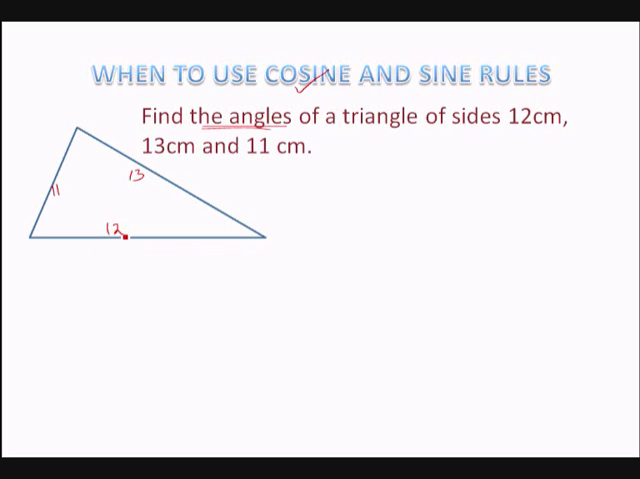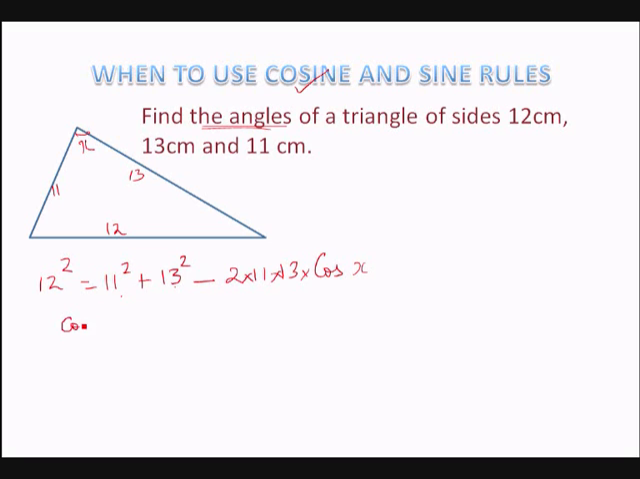Say for example, I can start with 12 square. If I start with 12 square, then the other two sides should be squared and added, minus 2 times the product of these two sides again, maybe I can write it as multiplication, times cos of the angle opposite to this side. So let me name this as angle x. So cos x.